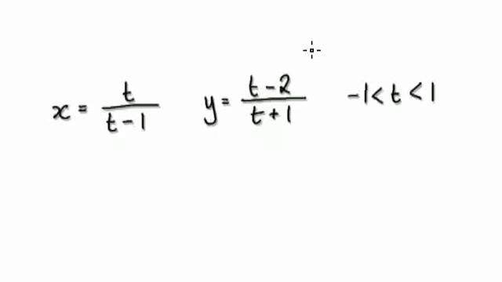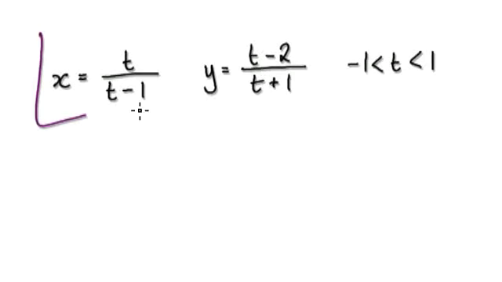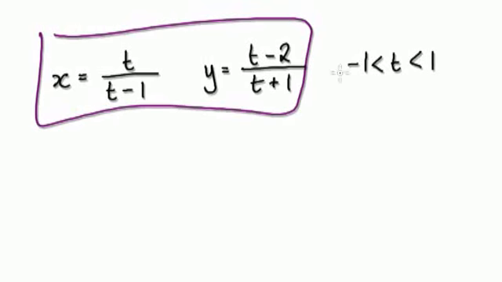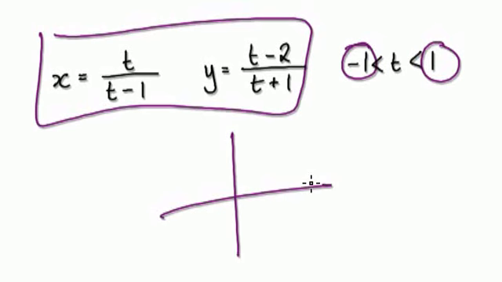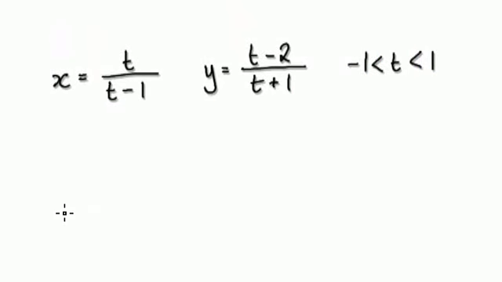Okay, let's give you guys some more practice. Somehow come up with a Cartesian equation from these two parametric equations, with t being from -1 to +1. Draw the graph and also the direction of the path as well. Okay, so press pause and have a go.